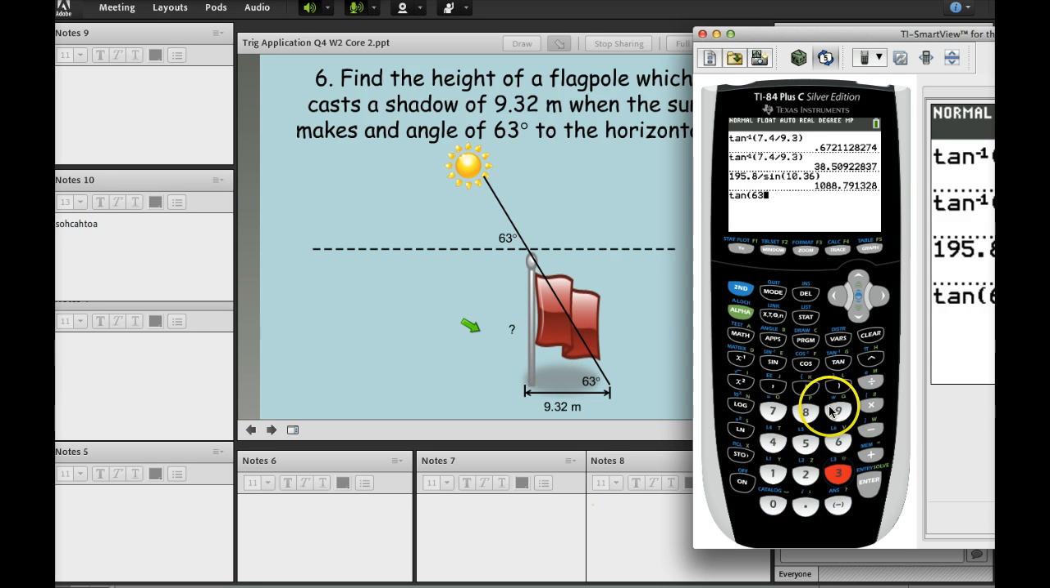So we have tangent of 63 degrees, right? And then times 9.32. So the height of this is 18.29 feet or 18.3 feet. Make sense how we're doing it? All right. I think we just have two more.